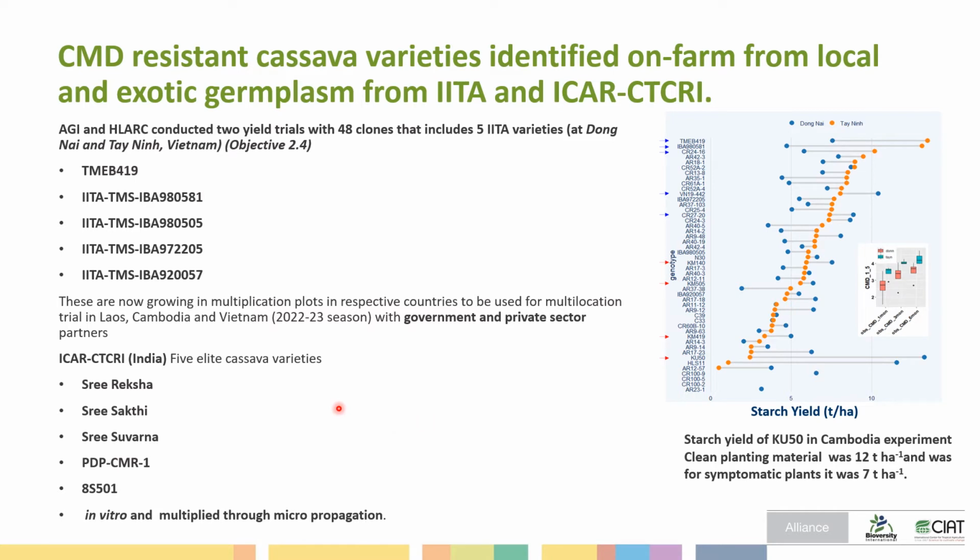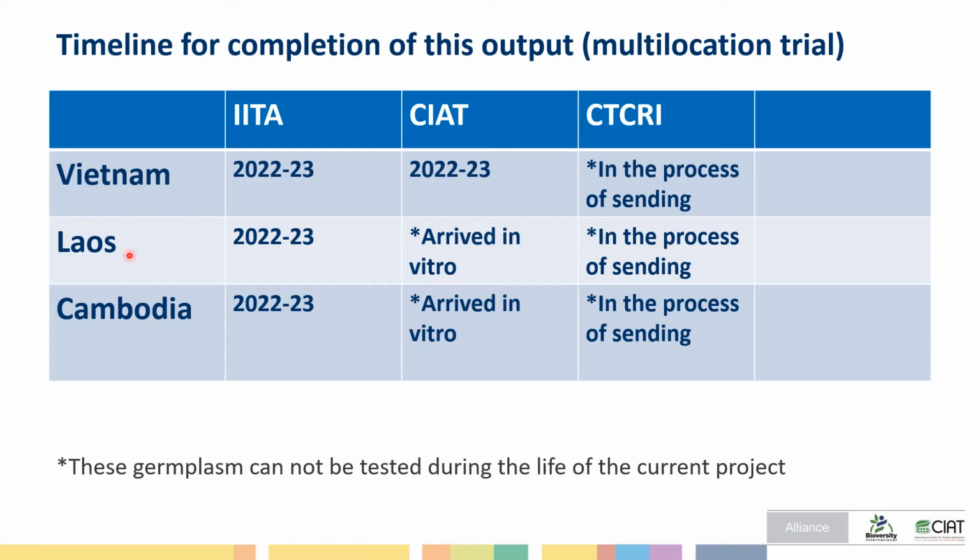CTCRI is in the process of sending these materials to see it, and after evaluation we can start the 4.2 activity, that is multi-location trials in different agroecological zones, where you can see the timeline of the completion of output for activity 4.2.